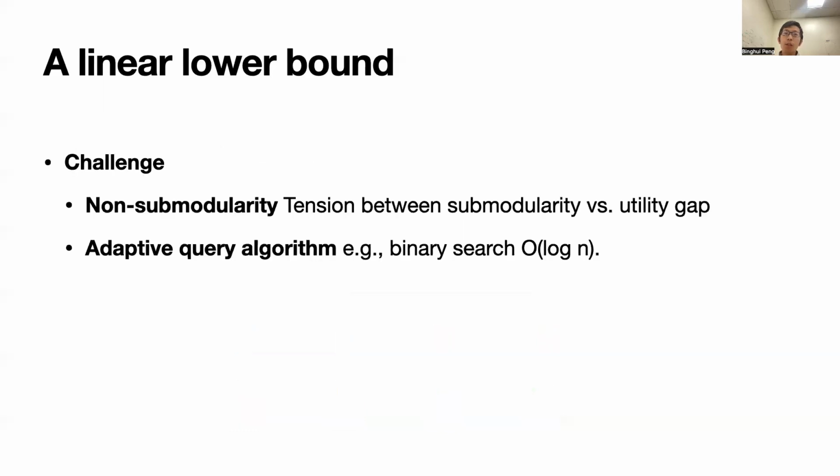And of course, there are some challenges to this basic intuition. The first comes from the fact that the aforementioned function is actually not submodular. So in general, there is some tension between submodularity, which restricts the functions you can construct, and the utility gap between the matched and unmatched instances. The second challenge is that the query algorithm does not need to query sets of size 2. It can query some large set and do binary search. For example, in the aforementioned problem, if the query algorithm does binary search, then it is only log n queries per update.